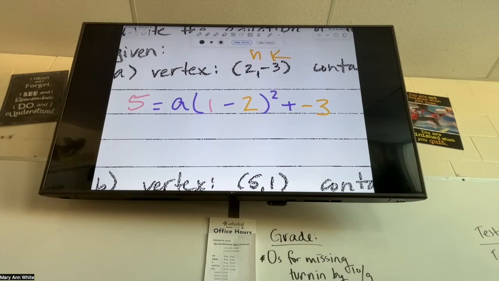Okay. Now I'm going to start simplifying. I'm going to start by doing the inside the parentheses. So I'm going to do that 1 minus 2. So I've got 5 equals a times negative 1 squared minus 3.